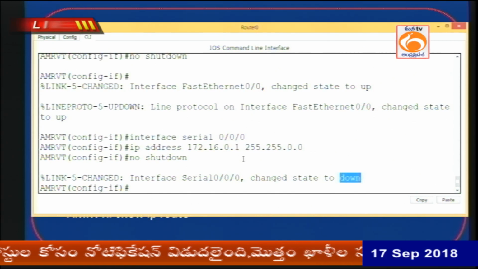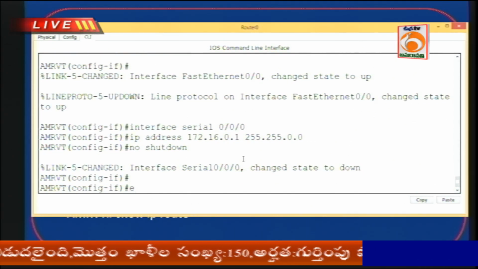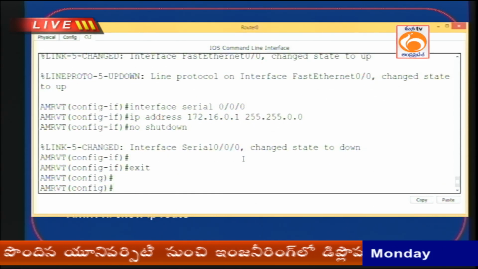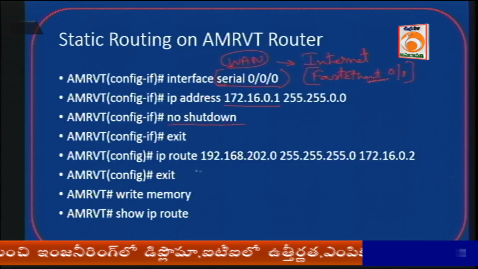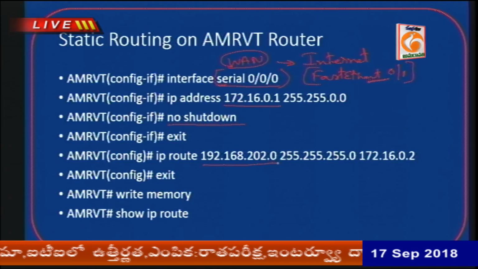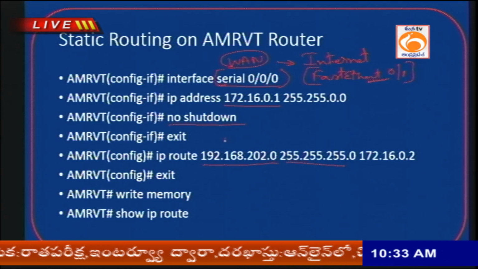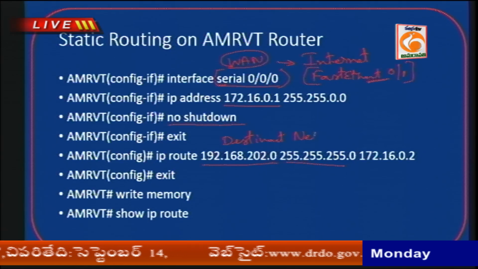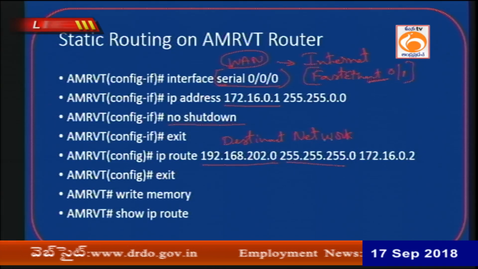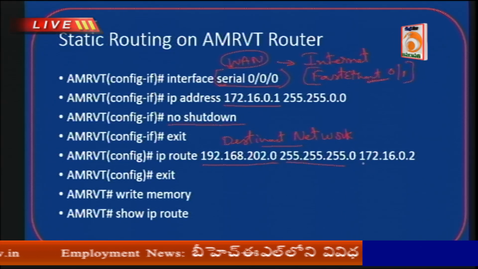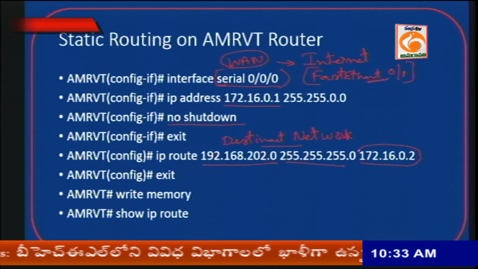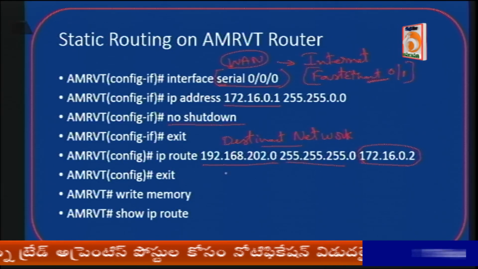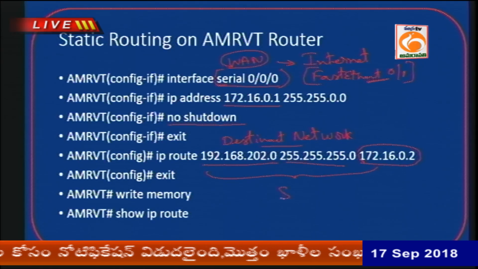So at this point of time, we have assigned the IP address to the interfaces and made the status of the interface up. Now we must tell the AMRVT router how to reach the network of Hyderabad, which is a different destination network. This is called the destination network. We are providing information to the AMRVT router on how to reach Hyderabad, and what is the next router's IP address which will guide it to reach the destination. This is called a static route. This is the configuration called static route.